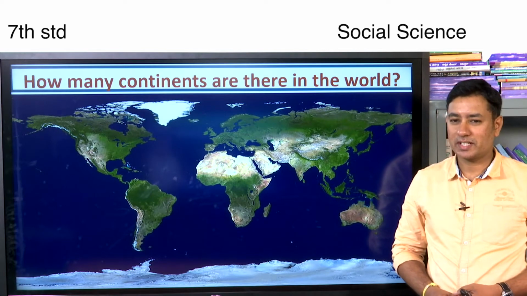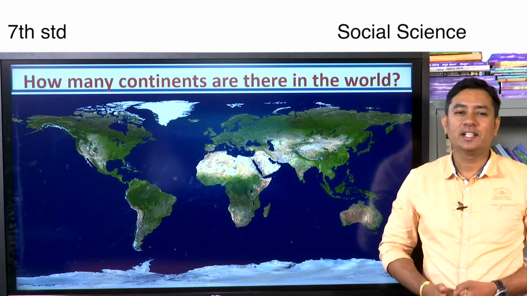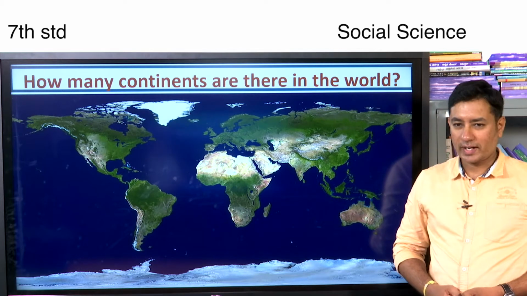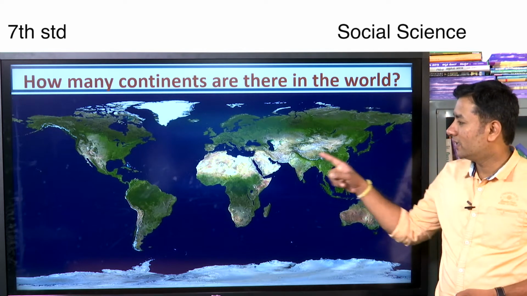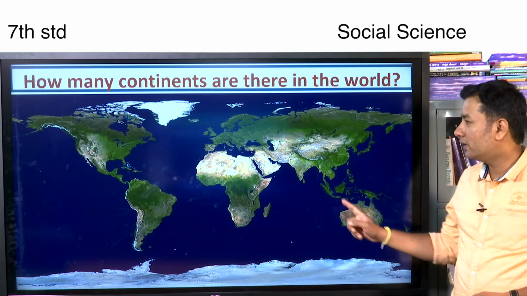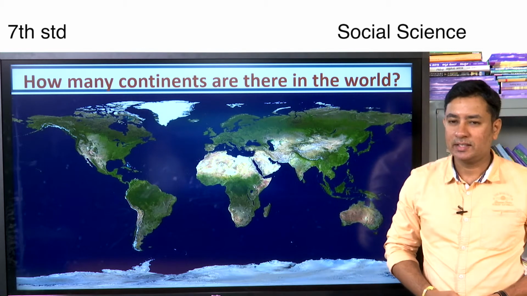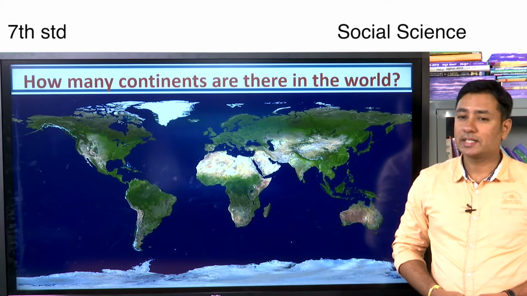Some round of questions. The first question is: how many continents are there in the world? Okay, we have Asia, Africa, Australia, North America, South America and Antarctica. We have 7 continents in total.